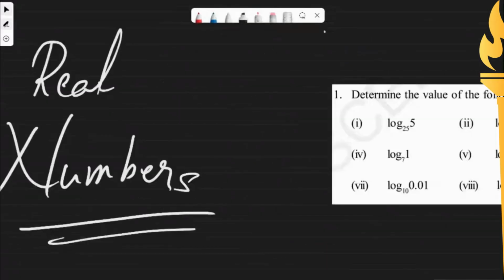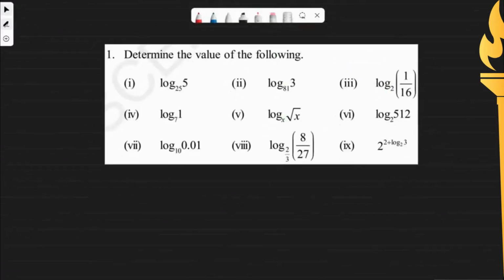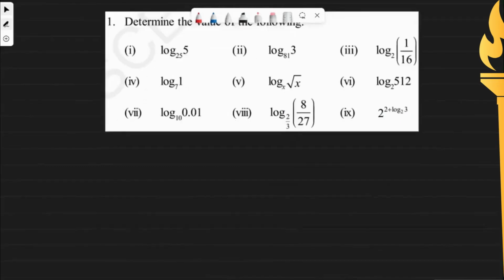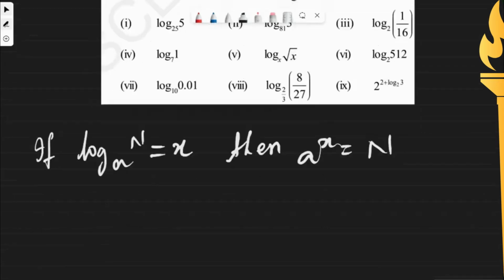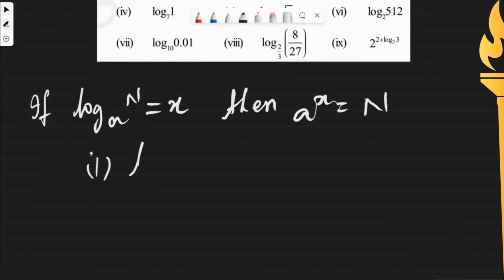This is the first one of exercise 1.5. It is to determine the value of the following logarithmic functions. So, let me make one point before starting the sums. If log n base a equal to x, then a power x equal to n. So the first one we have here is log 5 base 25.